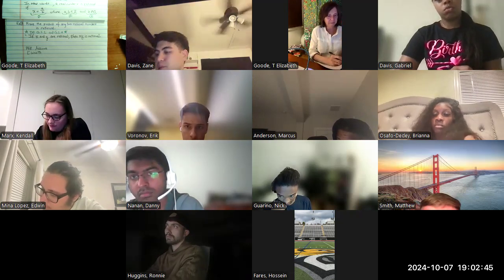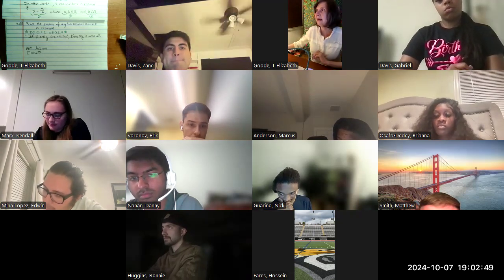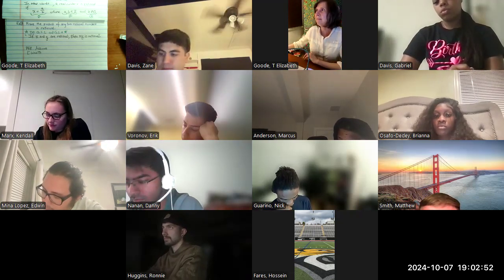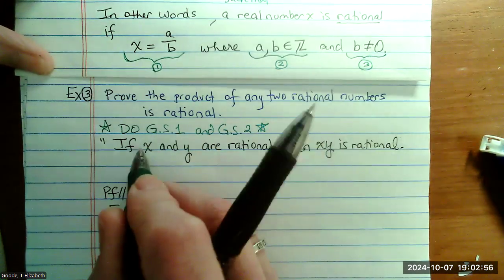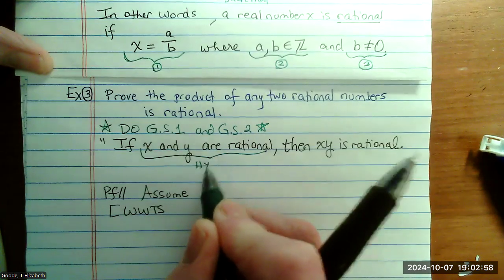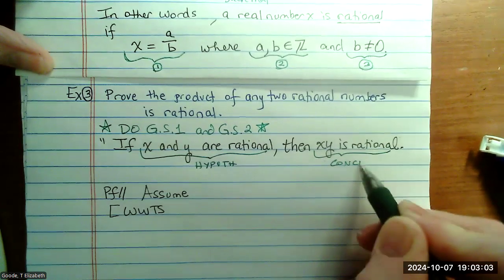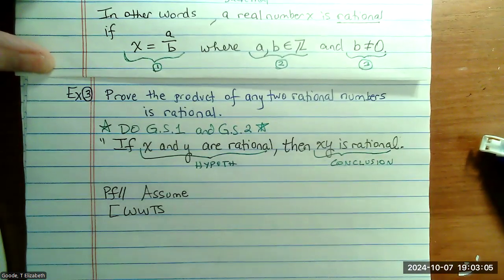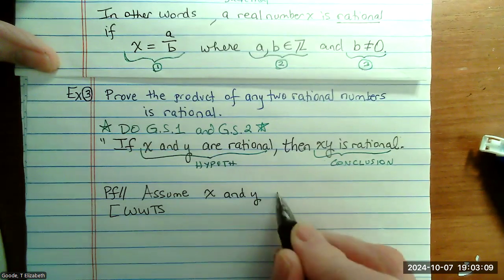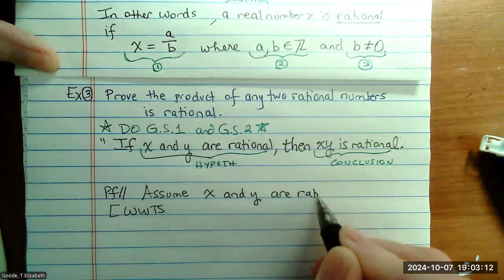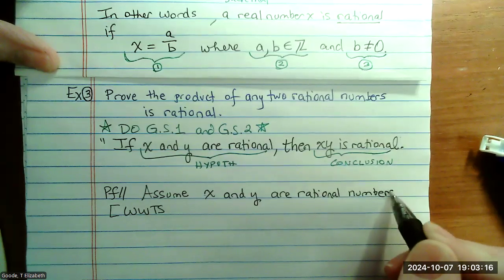Okay. All right, let's get back to our work at hand. All right. So what are we assuming? Well, we're assuming the hypothesis that X and Y are rational. And we wish to show that this product is rational. Here we go. So assume X and Y are rational. And I'm going to just add the word numbers, but you don't have to. You could just say rational.